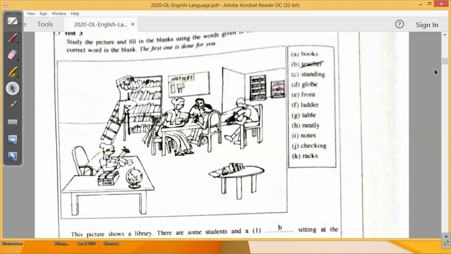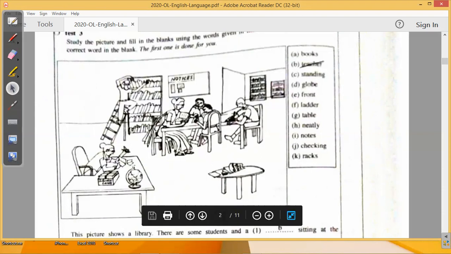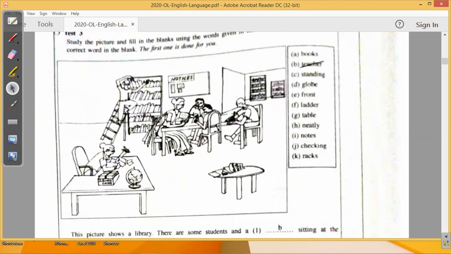Okay, so this picture shows a library. Now you know it's a library, right? We can see that there are a lot of bookshelves and people are reading. This should be the librarian, I believe. Yeah, so likewise we know what's happening now. Okay, there are some students and a teacher. Well, yes, the librarian means the teacher. The teacher is the one who looks after the library, so it has to be B then, right? They have done that for us.